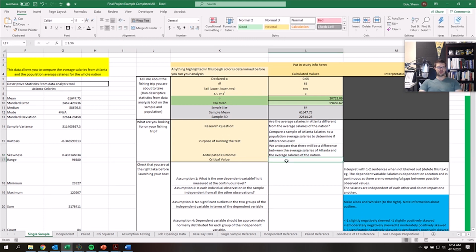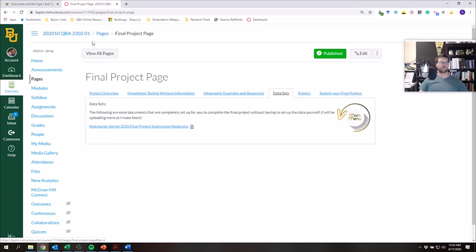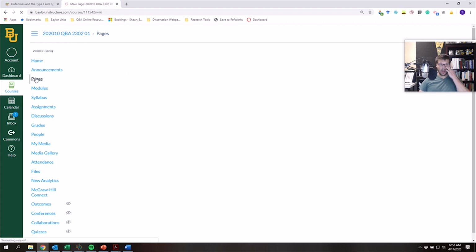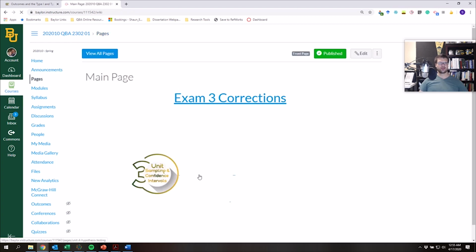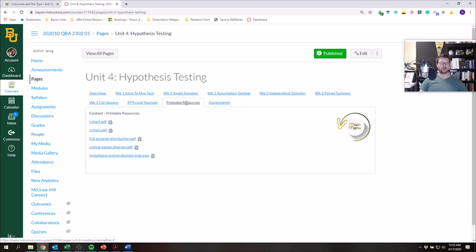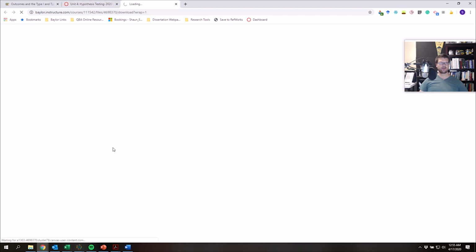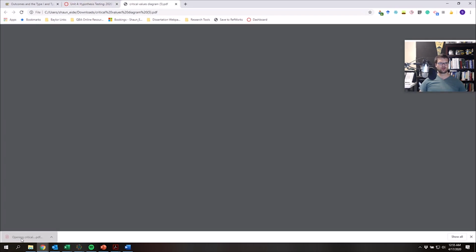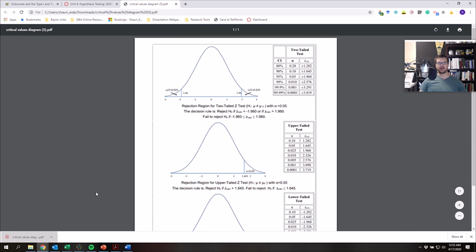And then the next thing that we need to do is determine the critical value. In order to determine the critical value, I want you guys to go back here to Canvas, and we're going to go to Pages, and we're going to go to Unit 4. And when you go to Unit 4, go to Printable Resources, and we're going to go to the Critical Values diagram. And when it pulls up the critical values diagram, you're going to see this right here.